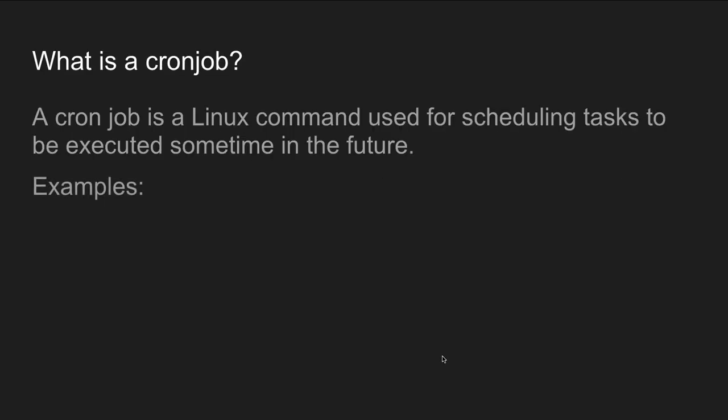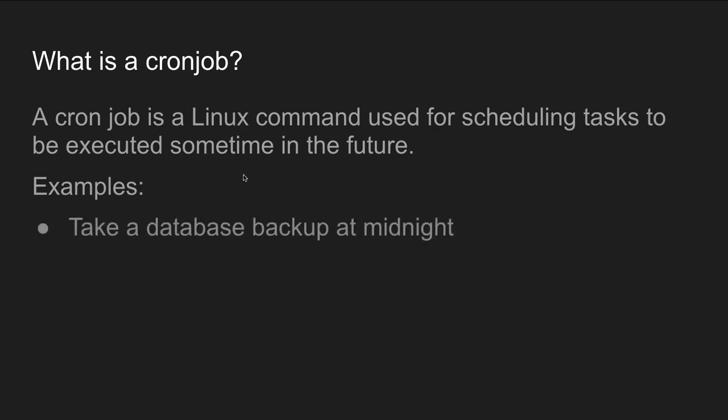So what is a cron job? The definition of a cron job is a Linux command used for scheduling tasks to be executed sometime in the future. Example, take a database backup at midnight. Think of a situation where you want to take a database backup at 2 a.m. in the morning. You do not want to wake up every day at 2 a.m. just for the purpose of taking the backup.